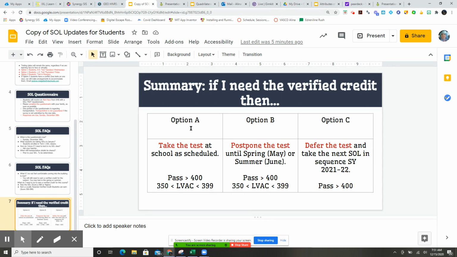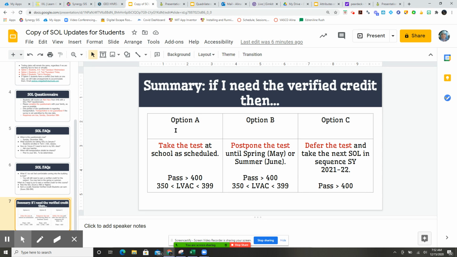If you feel comfortable coming into school, the best option is to come take the test on the day that it's offered, okay? The material will be freshest in your brain, and you need a 400 to pass, just like always. But like last year, they gave everybody a locally verified credit. LVAC just means locally verified credit, okay? So if you get a 350 to a 399, you will not be asked to retake the test like in past years. You'll just get that locally verified credit. It doesn't count as a pass. Still, in order to get that pass, you need a 400, but you will get that locally verified credit.